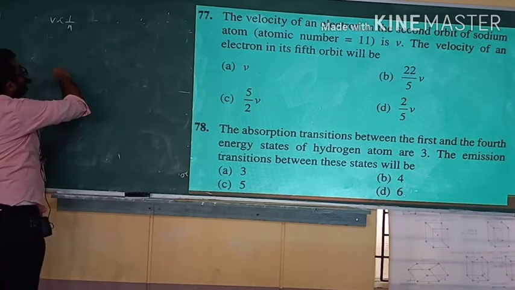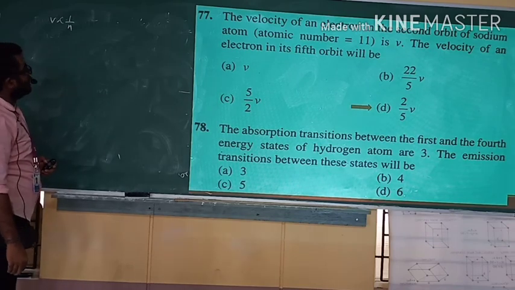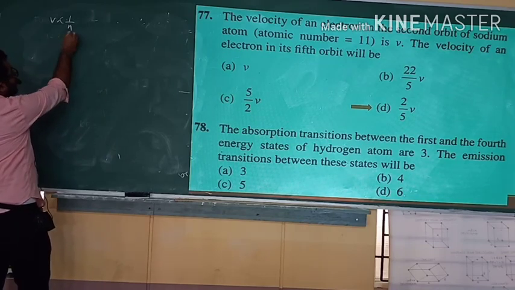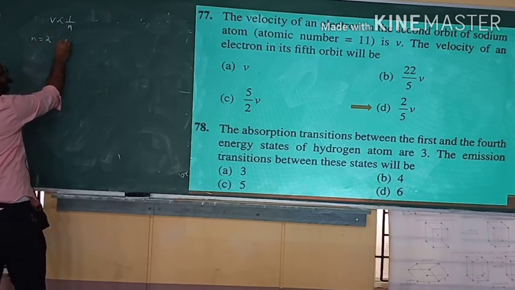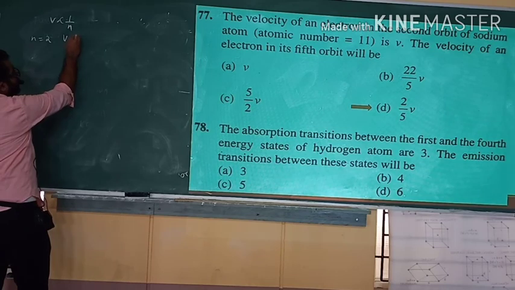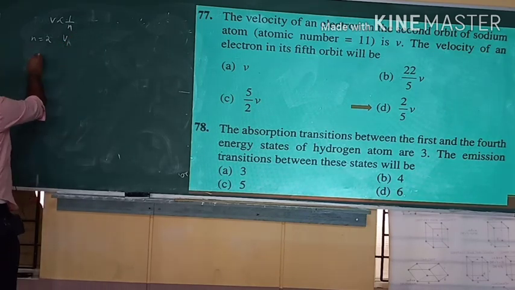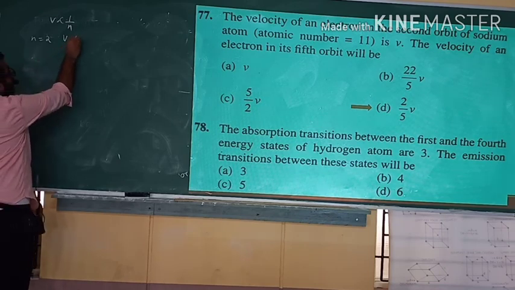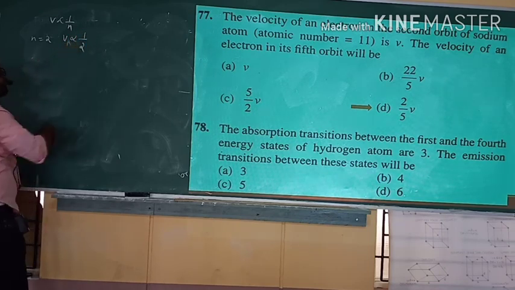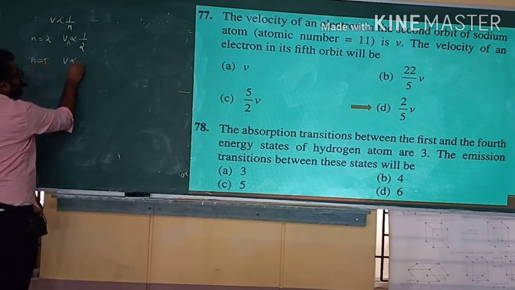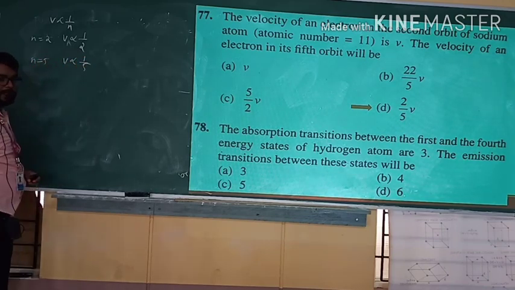Second state ಒಳಗೆ, so n is equal to 2 state. n is equal to 2 state ಒಳಗೆ v is proportional to a value ಏನು ಕೊಟ್ಟಿದ್ದಾರೆ, they have given the value as v ಅಂತ. ಹಾಗಾದ್ರೆ fifth state ಅಲ್ಲಿ ಎಷ್ಟಿದೆ, so v is proportional to 1 divided by 2 ಆಗುತ್ತೆ. Fifth state ಅಂತ ಹೇಳಿದ್ರೆ n is equal to 5, v is proportional to 1 divided by 5 ಅಂತ.